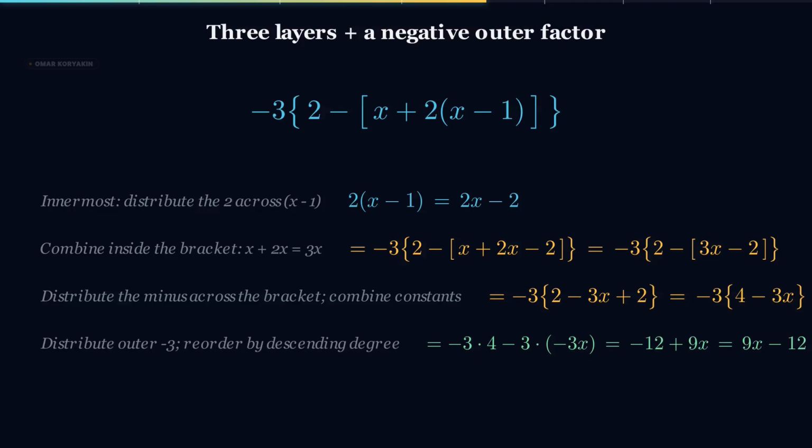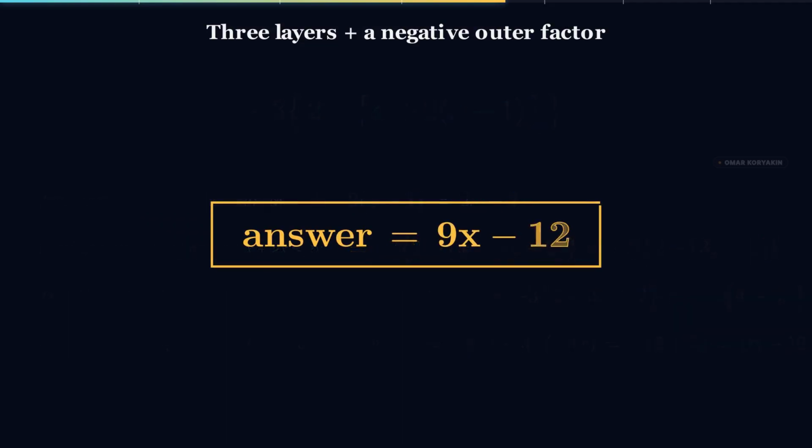Step 4. Distribute the outer factor -3 across the brace. -3 times 4 equals -12. -3 times -3x equals positive 9x, because two negatives multiply to a positive. So the entire expression simplifies cleanly to -12 plus 9x, which we reorder by descending degree to give the cleaner form 9x minus 12. So the final answer is 9x minus 12.